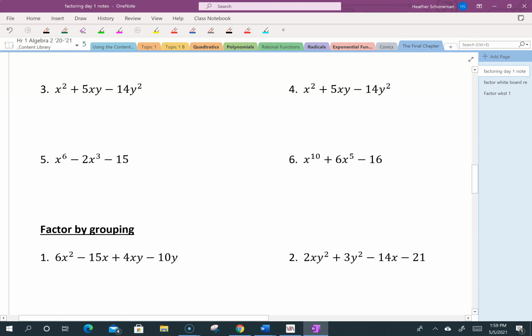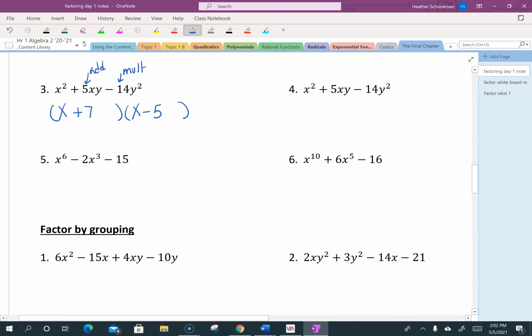All right, now let's look at number 3. Number 3 is a little funky looking, but it's still the same pattern. On number 3, it's a trinomial. It has 3 terms, and the leading coefficient is still that invisible 1. So we are going to go straight to our 2 parentheses, and to get that x squared, we're going to have an x and an x, just like we always do. Now we're going to find 2 numbers that multiply to negative 14 and add to negative 5. Well, that would be positive 7 and negative 5.